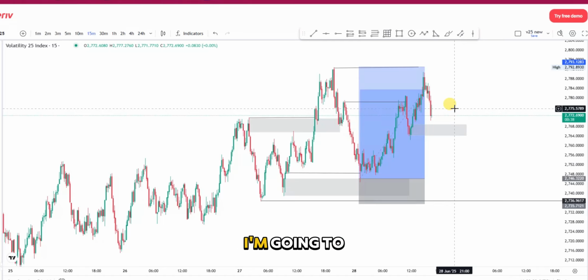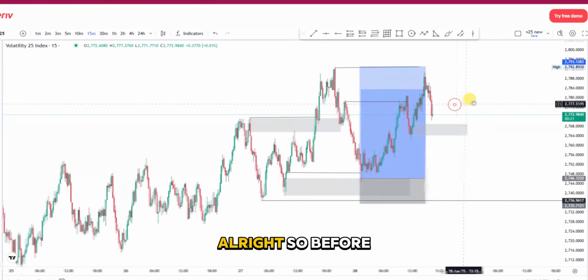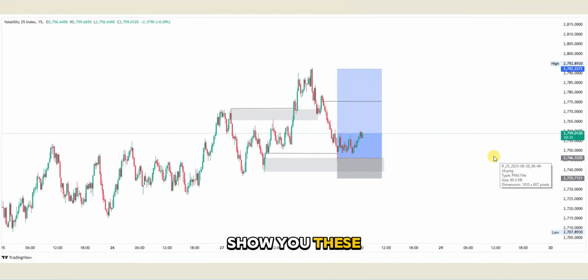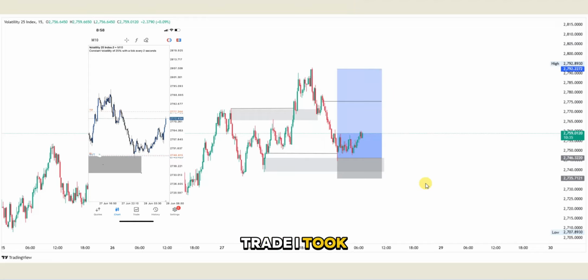So as I said, I'm going to show you how I was able to catch this trade on the VIX 25 index, and then you can also follow these steps in your analysis on any of the currency pairs of your choice. Alright, so before I start with the analysis, I want to show you these trades to tell you that I've actually taken this trade. I will share the screenshot of the MT5 trade I took, and then we can continue.